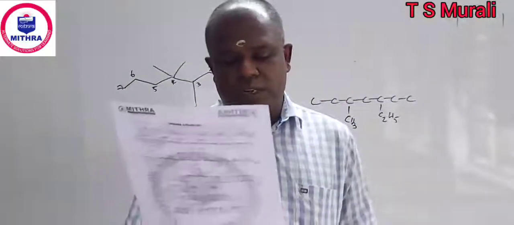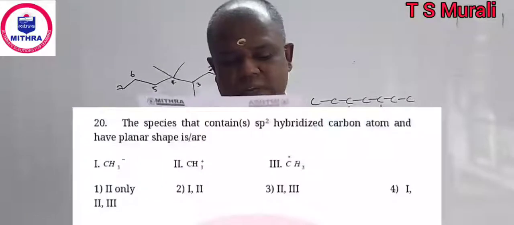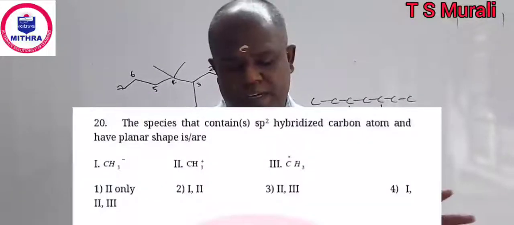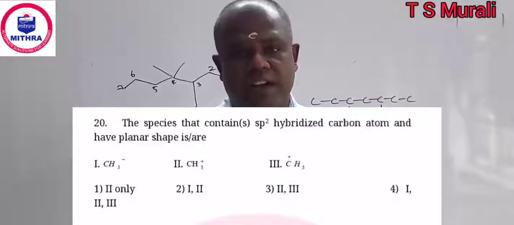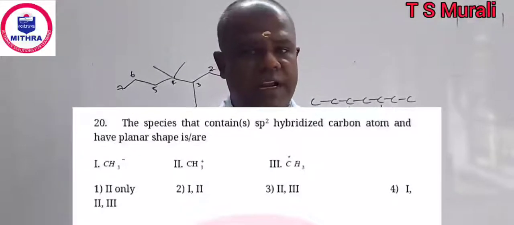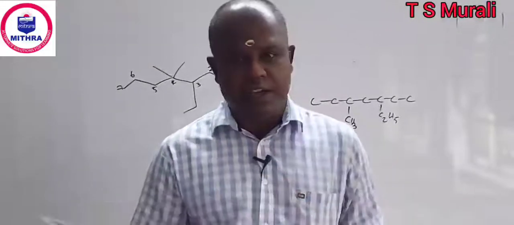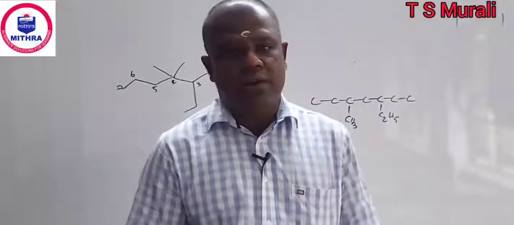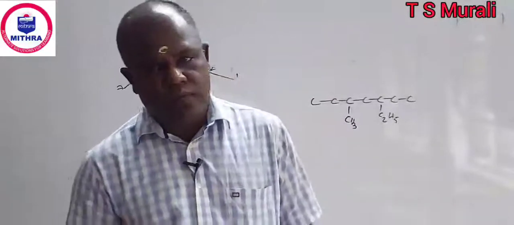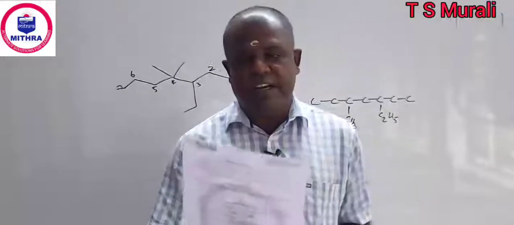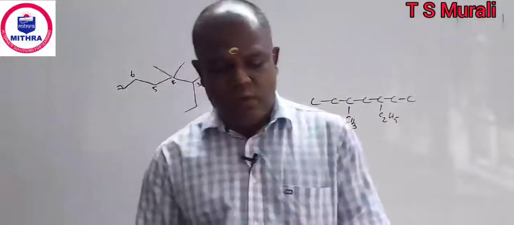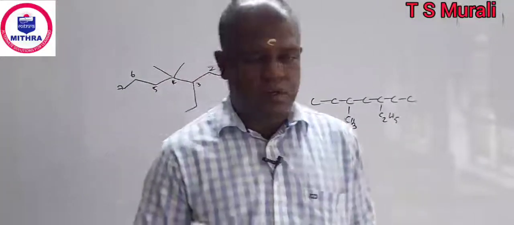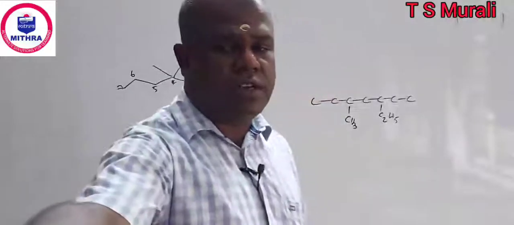Then 20th question, a species that contains sp2 carbon. The species are carbanion, carbocation, and carbon free radical. You know carbon free radical and carbocation have sp2 hybridization, and carbanion is an sp3 hybrid state. So that is a clue, you find the answer. So these are the 20 questions from the first chapter, basic principles of organic chemistry.